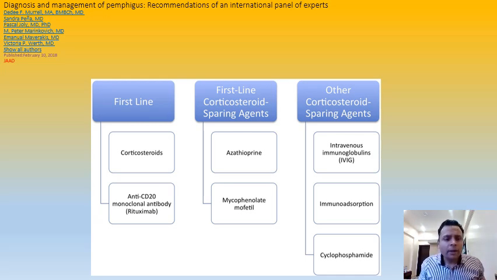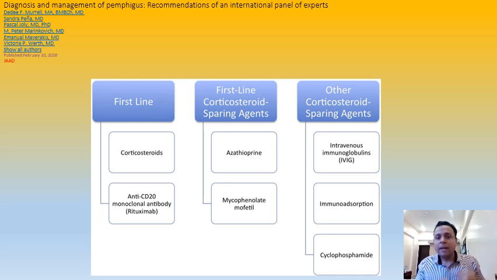So in short, taken from the JAAD article, the first line of therapy nowadays is changing. Nowadays, along with steroid, we are thinking about rituximab. Earlier, it was a life-threatening condition. We never had much treatment for pemphigus vulgaris. People were dying. Then we had steroids, and steroids started saving lives. Now we have rituximab, a wonderful drug, because pemphigus is an autoimmune disease, a B-cell mediated disease.